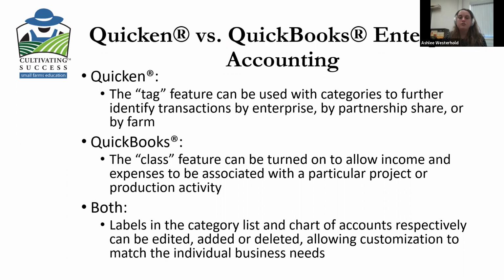In QuickBooks, the class feature can be turned on to allow income and expenses to be associated with a particular project or production activity. So in both Quicken and QuickBooks, labels in the category list and chart of accounts respectively can be edited, added, or deleted, allowing customization to match the individual business needs. And so you just have to customize it to be able to do it. And I think that enterprise accounting is very, very important. I know Kate will be talking about this, but I just want to hit home that enterprise accounting is very, very, very important.